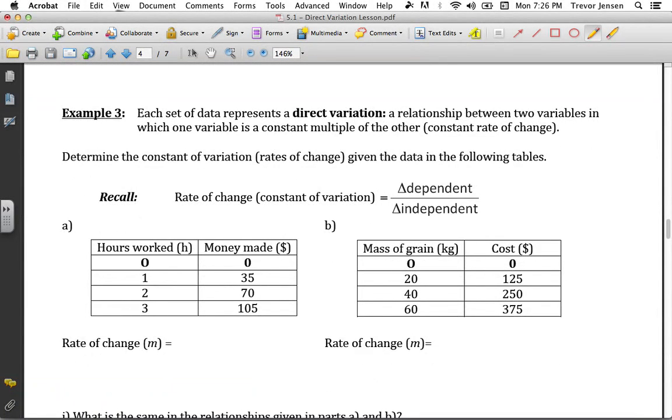So let's look at example 3. Each set of data represents a direct variation. Now I'm actually going to give you the definition of what a direct variation is. A direct variation is a relationship between two variables in which one variable is a constant multiple of the other. So it has a constant rate of change.